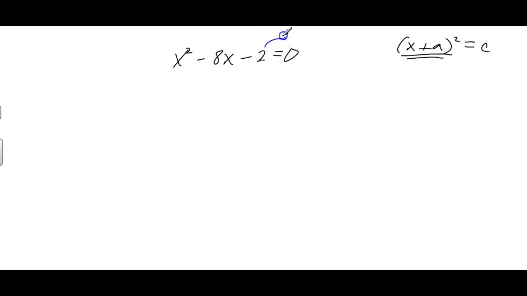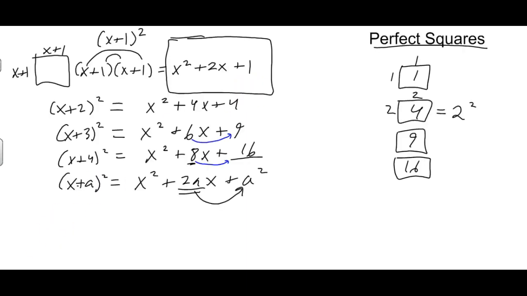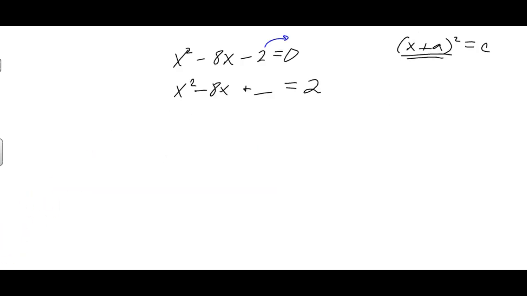So the first thing I'm going to do is move this constant over, because that doesn't make a perfect square right there. So I want to make a perfect square. So I'm going to say x squared minus 8x plus blank equals 2. Now notice I put a plus there because of the last term of a perfect square, it doesn't matter if this was minus. If this was minus, this would change to a minus, but this would still be a plus here. The last term times the last term will always be positive.